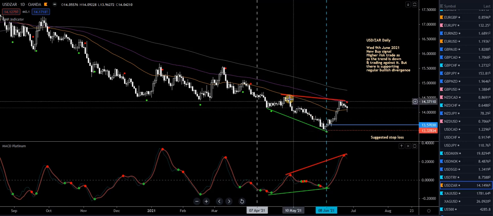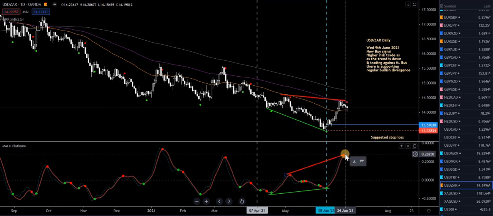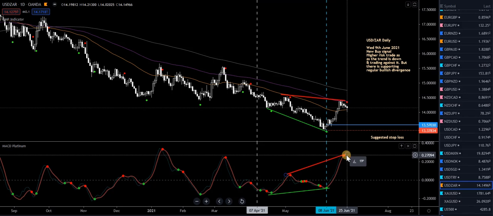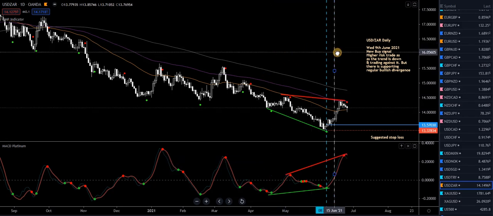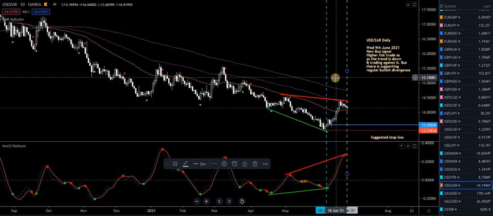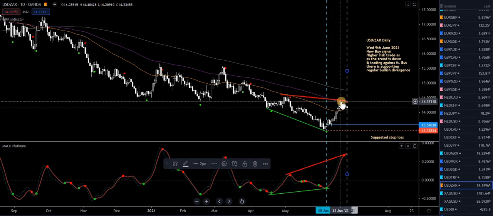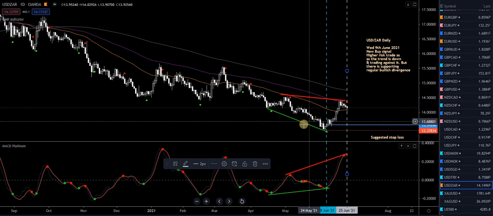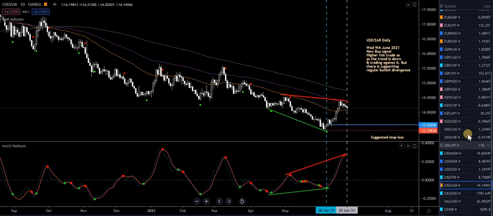So that's a sell signal, and it's a good one too. I like it. Hidden bearish divergence there. Lower highs on price, higher highs on the MACD Platinum, the oscillator. With a stop, if you're going to use a stop, just above this high somewhere. So probably just around the 200, 240 LMA there. But close that buy, take the sell. That's the USD South African rand.